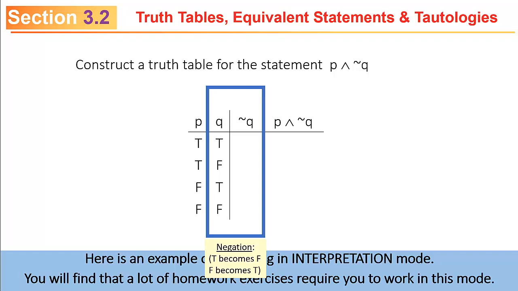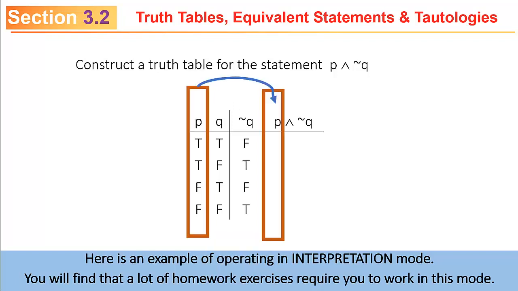And remember, the not is the negation, which changes the truth values. So true becomes false, false becomes true, true becomes false, and false becomes true. And notice I'm looking at the Q column to figure out what not Q is. Now that I've done that, I move to the last column, and the last column has a statement P in it.